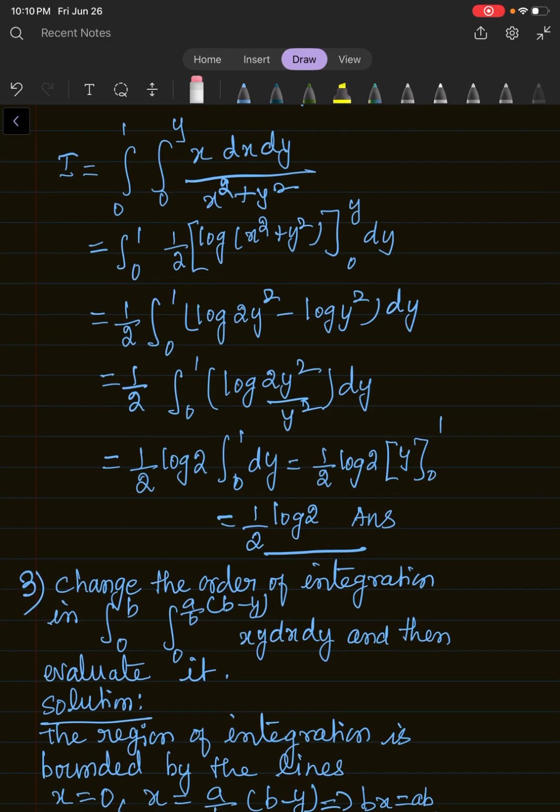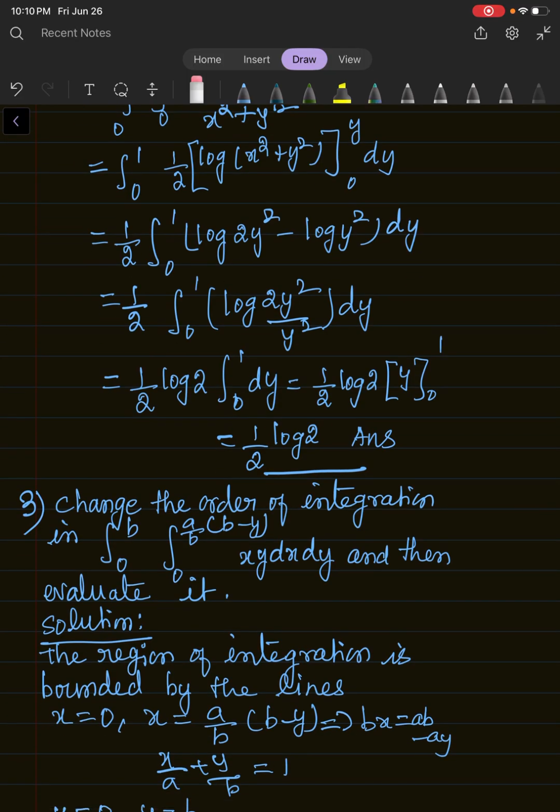So 1 by 2 log 2 is a constant term. This term can be taken out. The remaining integral from 0 to 1 dy. If you integrate dy, we are getting y and the limit is 0 to 1. So the final answer is 1 by 2 log 2.